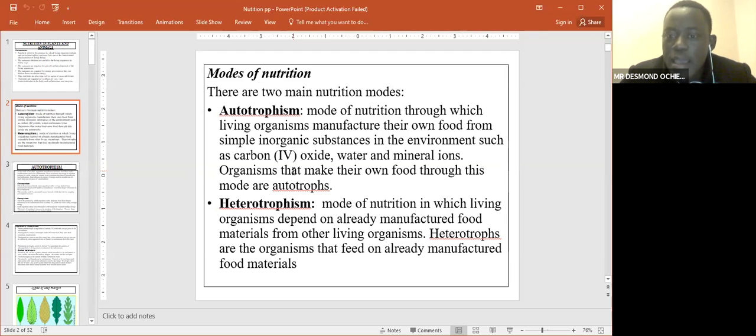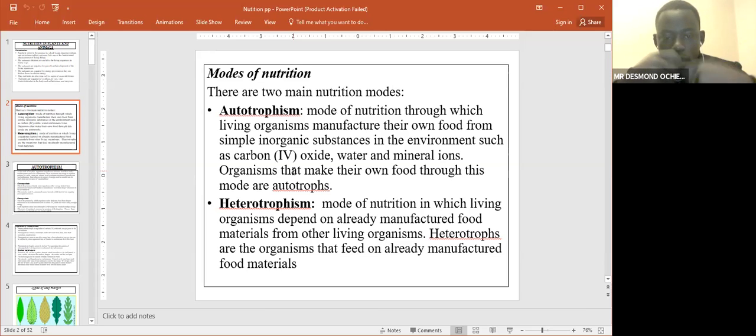We call them heterotrophs. Okay. So these are the 2 main modes. These are the 2 main nutrition modes. We have autotrophism and heterotrophism. Now, it is important to note the differences between these 2 modes of nutrition.